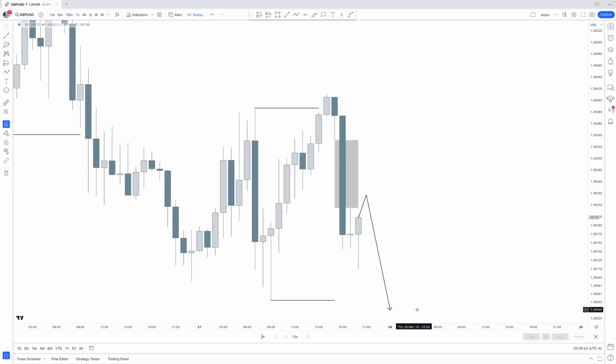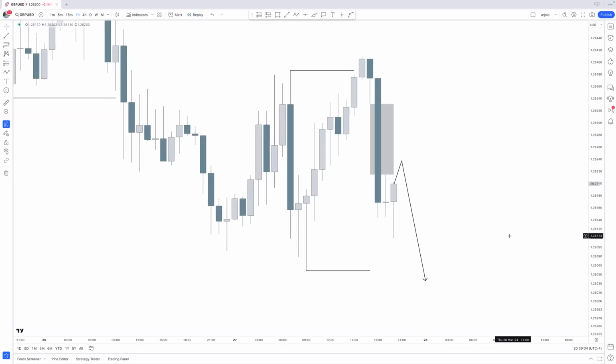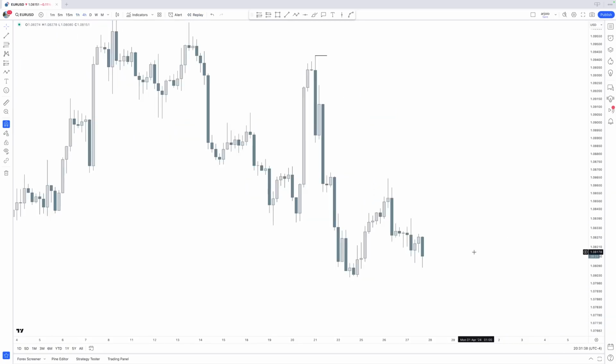Is that 100% probability? Absolutely not. That fair value gap might fail right there. So we have to also understand how we react inside that fair value gap right there. Where inside the fair value gap, you actually want to do the same exact thing. Let me show you. Here we are on euro.